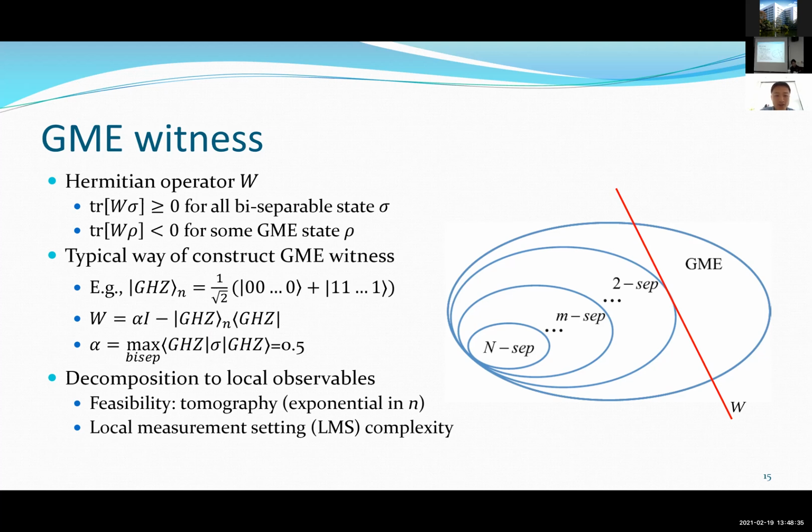So it is feasible. We can definitely do that because of tomography. We can always decompose a state like this into local observables with tomography. Of course, tomography is not efficient. It's exponential in n. In general, we need 3 to the n local observables to construct a fidelity measure. So in this talk, my main objective is to lower what we call the local measurement setting complexity, so that the number of local observables is not exponential in n.